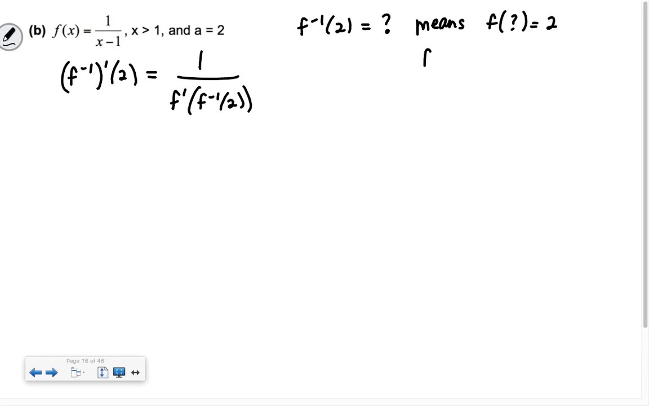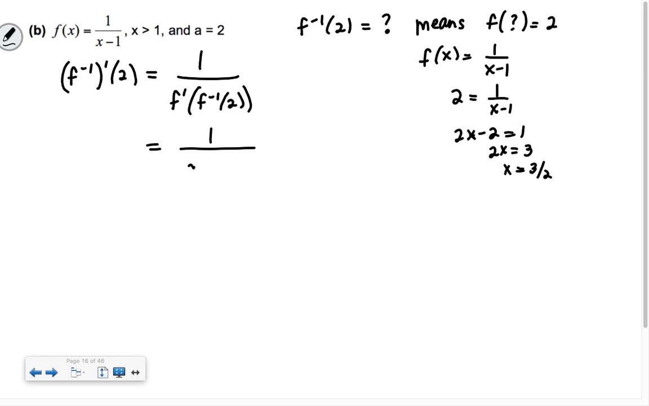All right, so I have f of x equals 1 over x minus 1, and I want 2 to equal 1 over x minus 1. So you can solve that out if you didn't know how to get it in your head. Then multiply it out and add over. So we do get x equals 3 over 2. So this means I have 1 over f prime of 3 over 2. So 2 goes with 3 over 2. So 3 over 2 comma 2 for f and 2 comma 3 over 2 for f inverse.